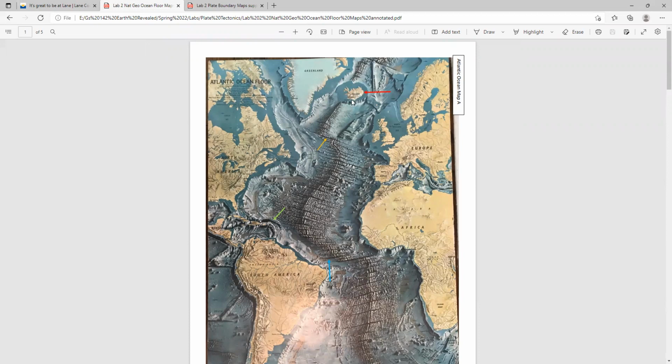Okay. So is that coming together, which is convergent? Is that splitting apart, which is divergent? Or is that sliding past each other, which is transform?